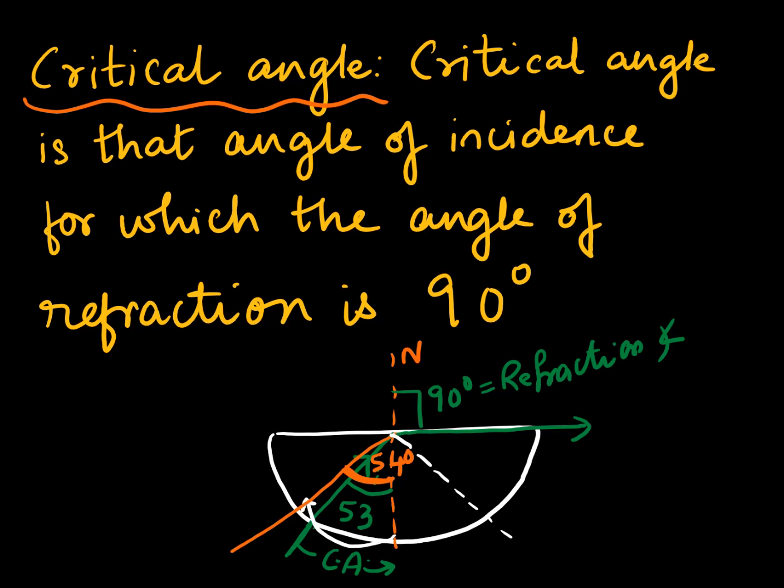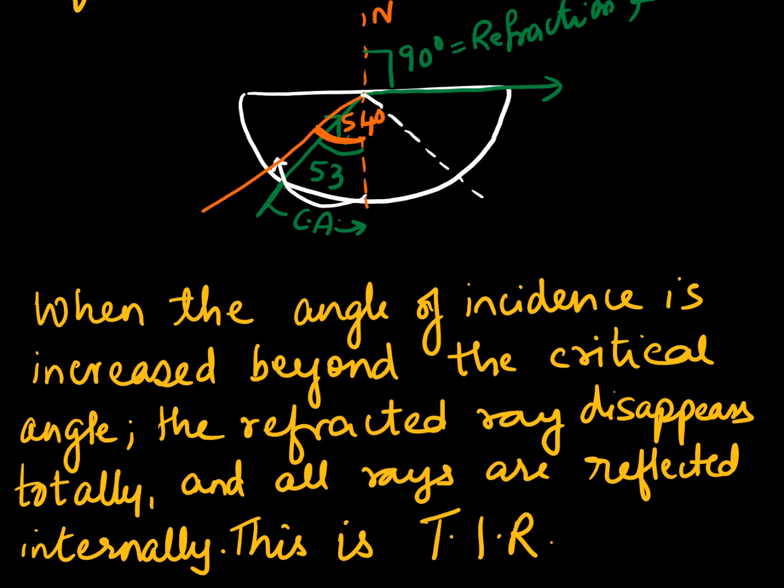So I'll write down the note for the total internal reflection as well. Now coming to the explanation for the total internal reflection. When the angle of incidence is increased beyond the critical angle, the refracted ray disappears totally, and all the rays are reflected internally. This phenomenon is called total internal reflection. Sorry for writing TIR. So that's all in today's video on total internal reflection and critical angle, and please do visit the website and do the experiment on your own.